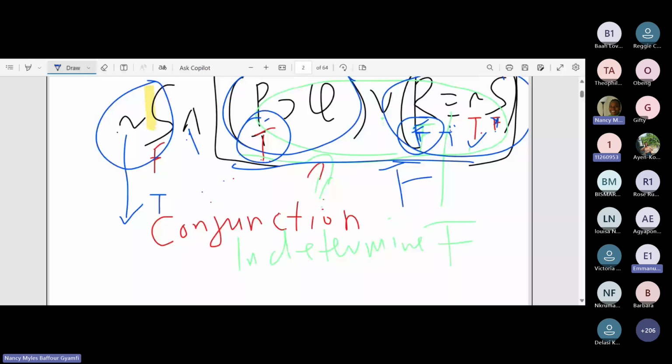And that can be a question that you are asked. Determine the truth value of the formula below. You work it and show that since you are unable to tell the truth value of the disjunction, which is one of the conjuncts, then the value of the whole conjunction is indeterminate. Indeterminate means I don't have enough resources.